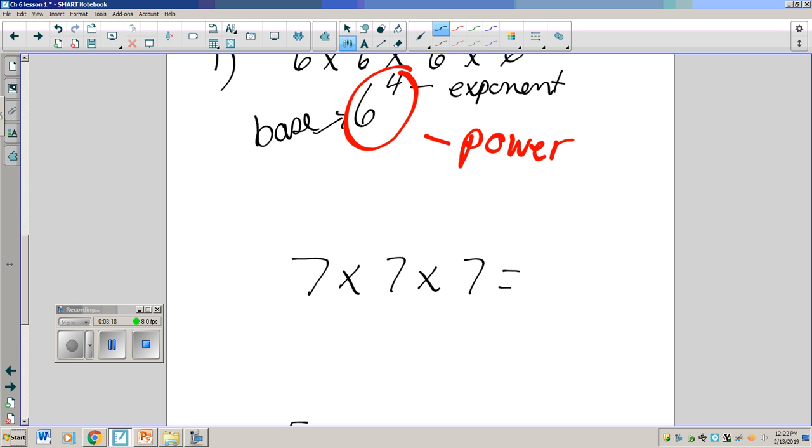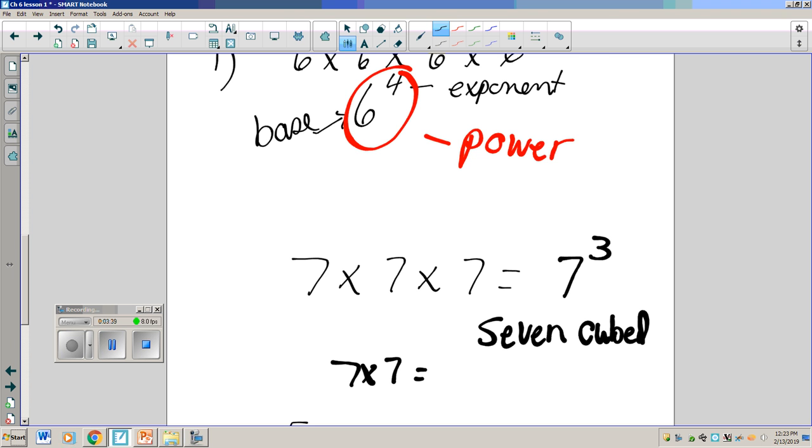Next example is 7 times 7 times 7. Copy that down. We rewrite that. 7 is the base. The exponent is 3. When the exponent is 3, we say 7 cubed. If the problem was 7 by 7, that equals 7 squared. 2 is squared. 3 is cubed.